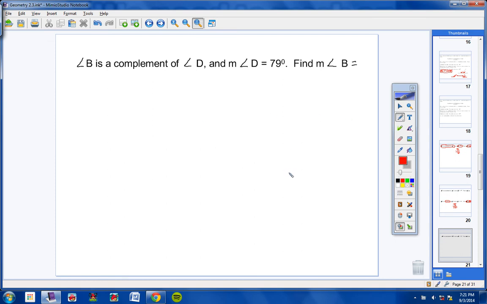B is a complement of D. B and D are complementary. Angle D is 79 degrees. Find the measure of angle B. Please copy this in your notes and then solve the problem on your own. Don't forget complement means their sum is 90 degrees.